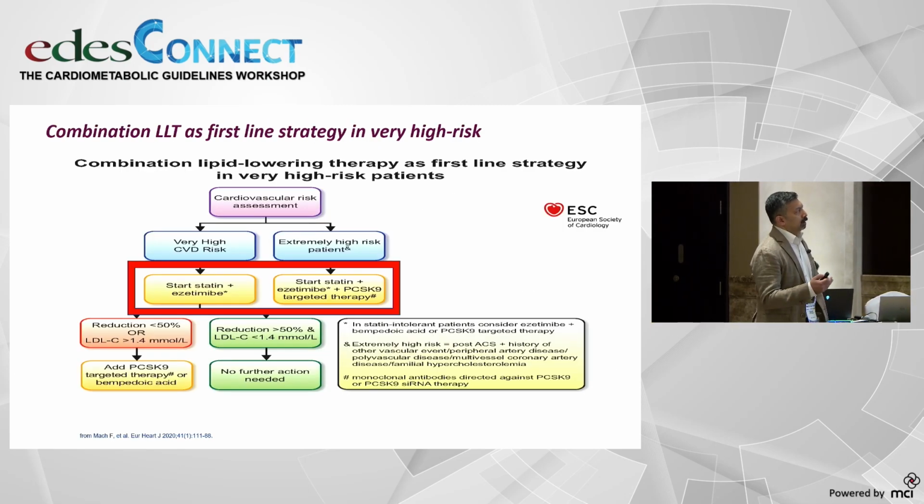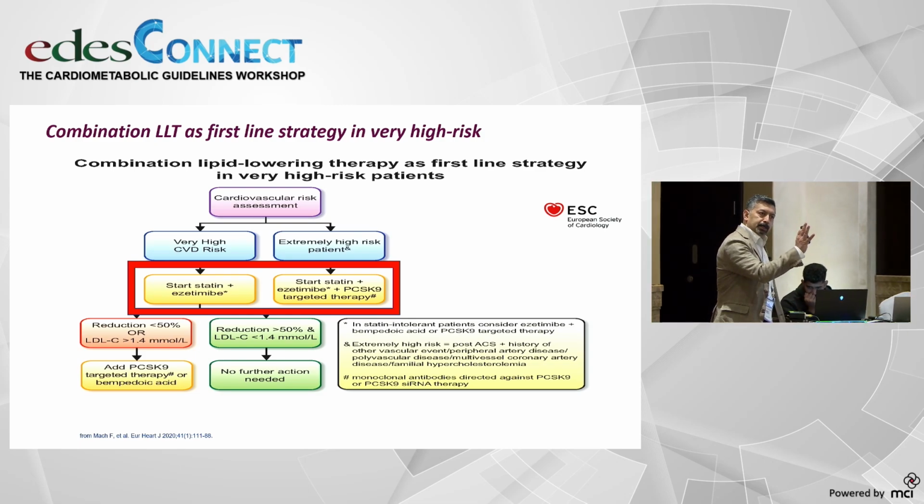So again, the blood pressure guidelines have already changed. They recommend upfront use of combination therapy for most patients with hypertension. The cholesterol guidelines, lipid guidelines, are also changing. And now for very high-risk CVD patients, they do recommend starting with a combination of statin plus ezetimibe. So look at the targets and use the combination which will get you to that target.